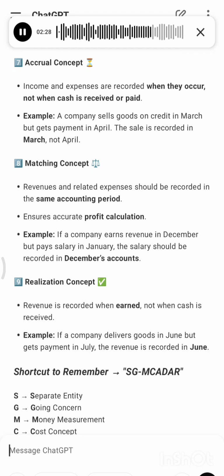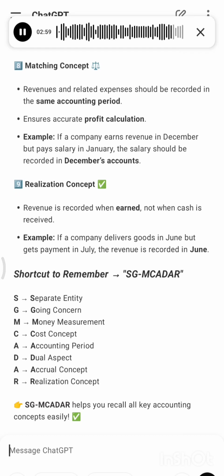8. Matching concept. Revenues and related expenses should be recorded in the same accounting period. Ensures accurate profit calculation. Example: if a company earns revenue in December but pays salary in January, the salary should be recorded in December's accounts. 9. Realization concept. Revenue is recorded when earned, not when cash is received. Example: if a company delivers goods in June but gets payment in July, the revenue is recorded in June.